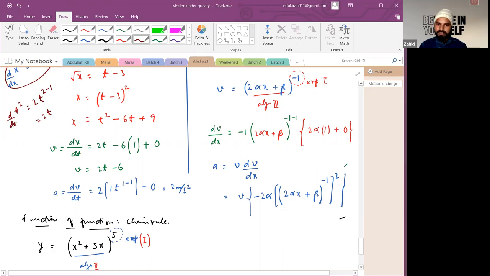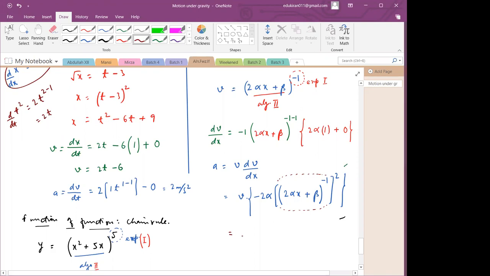Now see this particular bracket and this particular term. Are they equal? This term and this term. Ifra, are they equal? Sir, can you please repeat again, because today my network is not good, so the voice is cutting. Okay.